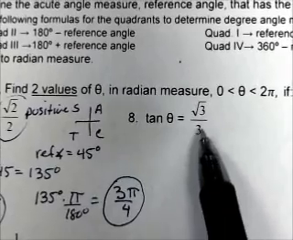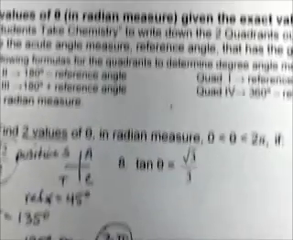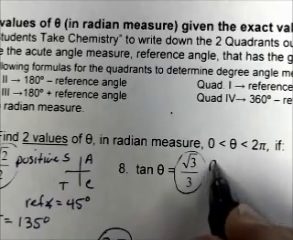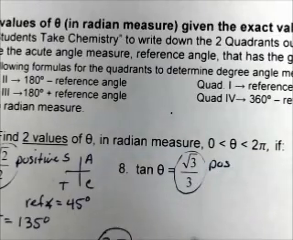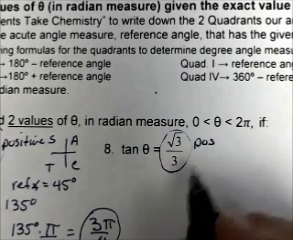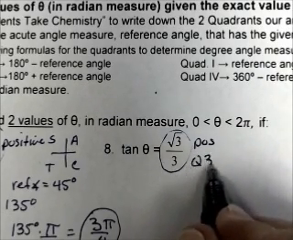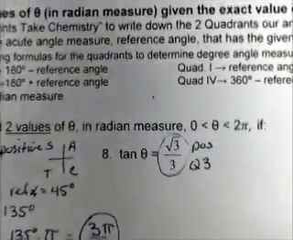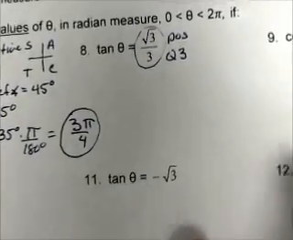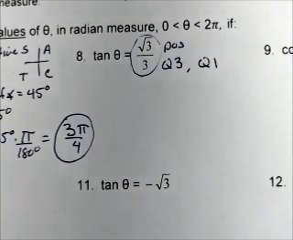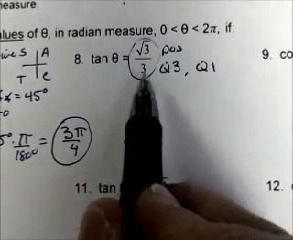Next, tangent theta equals square root of 3 over 3. Okay, this value is a positive value. Tangent is positive in what quadrants? Tangent is positive in quadrant 3 and quadrant 1. I don't have too much room here, so I'm just trying to keep everything. Should have said quadrant 1 and 3. Doesn't matter though, that's fine.